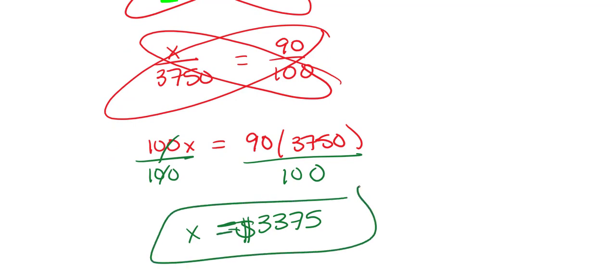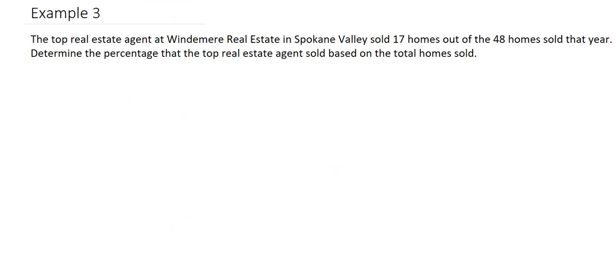So now let's look at the next example. Example 3. The top real estate agent at Windermere Real Estate in Spokane Valley sold 17 homes out of 48 homes sold that year. We're going to determine the percentage the top real estate agent sold based on the total homes sold. This is just like the last example, it just doesn't have the wording like it usually does. We have a percentage over 100, where we are looking for the percentage, and that's equal to the part over the whole.